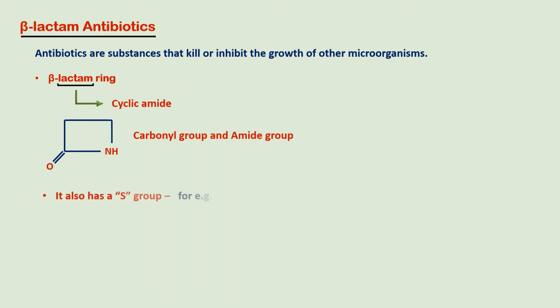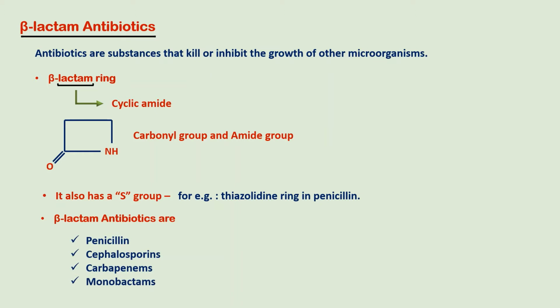It also has a sulfur-containing thiazolidine ring. Bonds in this structure are very dense and tend to break very easily. The bond most prone to break is the one between the amide and the carbonyl group. Now, the beta-lactam antibiotics include penicillin, cephalosporins, carbapenems and monobactams. In this video, we will discuss only penicillin.